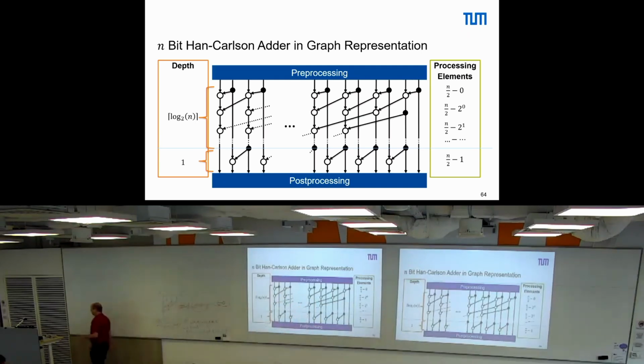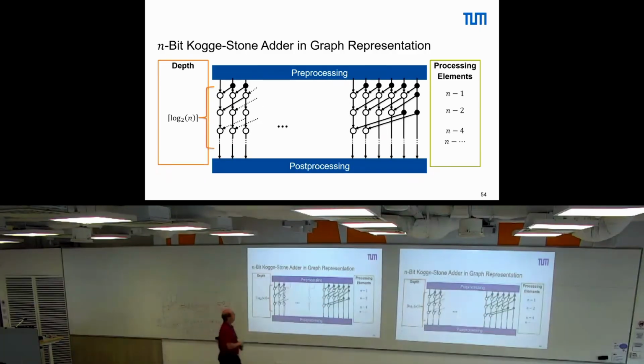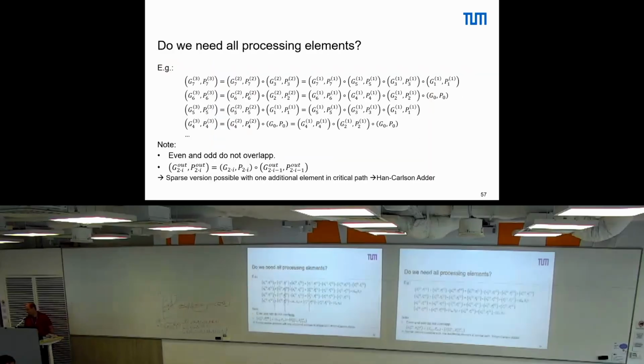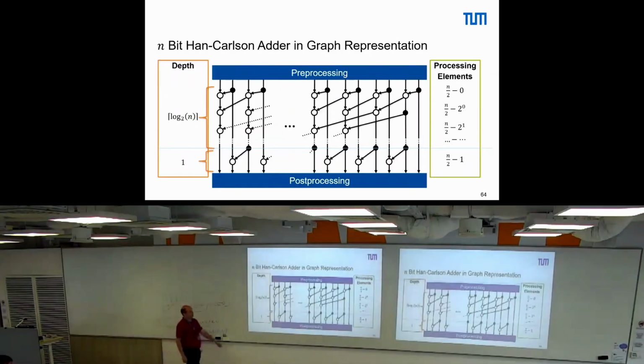So let me see if this works out. Probably it does. So we have here this structure, right? And we have here this structure, right? And then we take one more. Do you see? It's exactly the same, right? So for the odd paths, it's exactly the same. Only for the even paths here, we did some computation that we don't do for the Han-Carlson, right? So we do effectively the same as the Kogge-Stone adder for the odd paths, and for the even paths, we take the result from the odd ones, and then we do one computation.